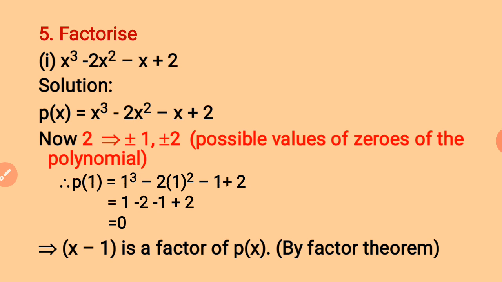Where did you get this minus 1? We have substituted P of 1. You will take the opposite sign, x minus 1. So we will confidently say that x minus 1 is a factor of P of x. Now children, we have obtained one factor already. We will try to get the other factors also.